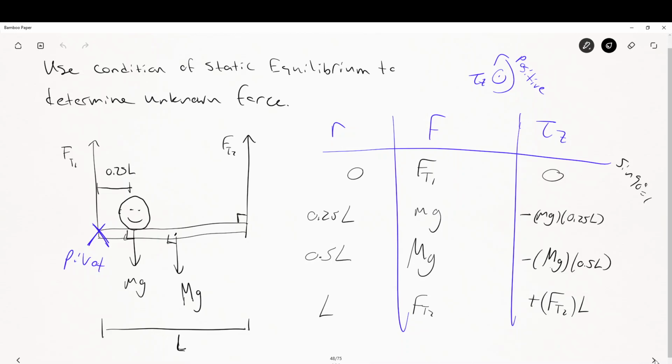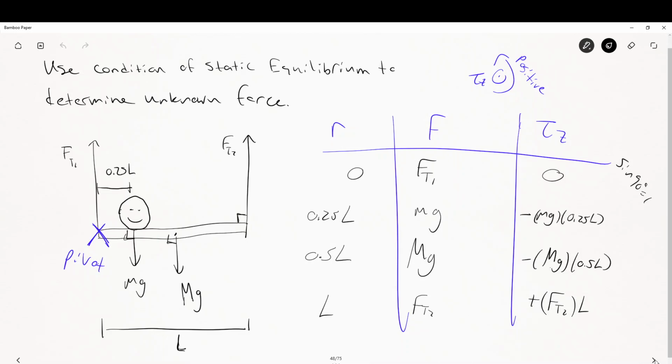So we're going to use a condition of static equilibrium to determine the unknown force. I've placed my pivot on the far left end of the scaffolding, and we have a chart here. In the chart, I've put the radius of each force from that pivot point. So tension 1 has no distance from the pivot point.